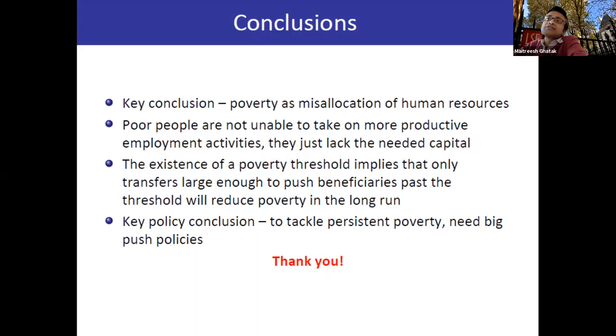What we have established here is that the existence of poverty thresholds could be important, and to the extent they are, we have this choice between giving big push amounts to a smaller group of people versus small amounts to a larger group of people. I'll stop here.